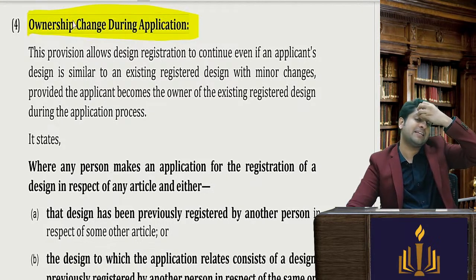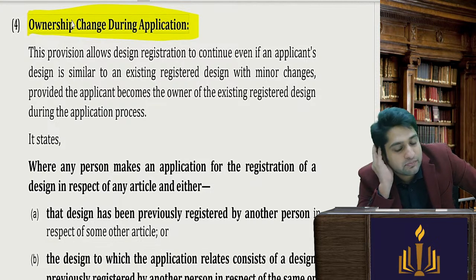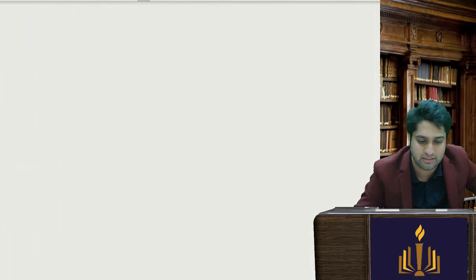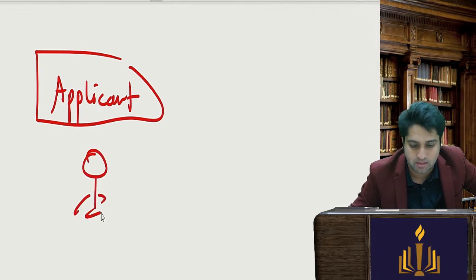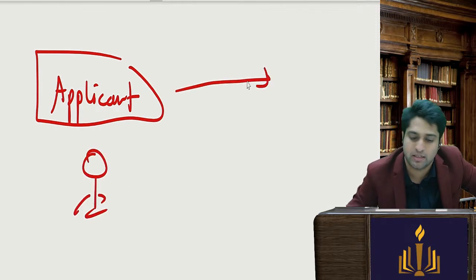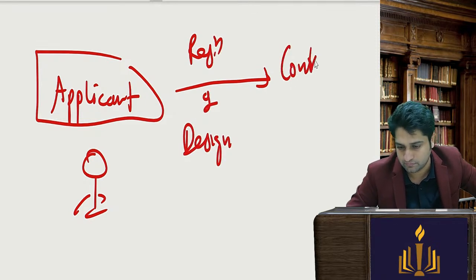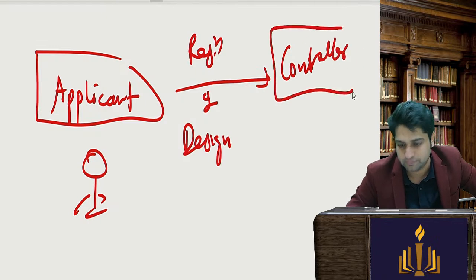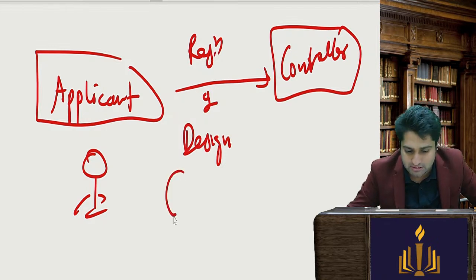Now it's pretty interesting again. Okay, I have made an application. So let's see, there is a case of application. There is an applicant. He has applied to the controller for registration of designs. Now this is pending.